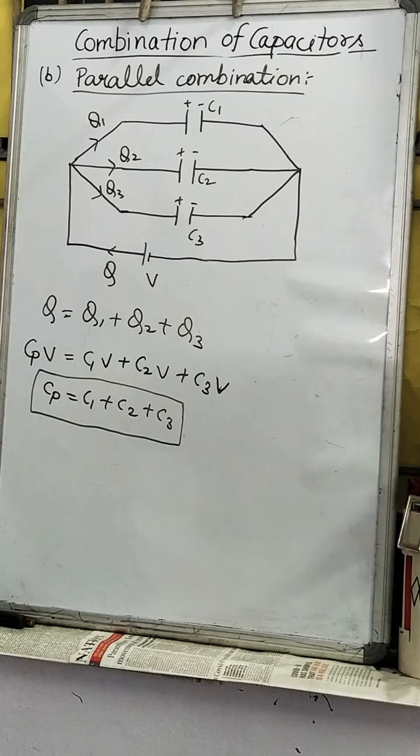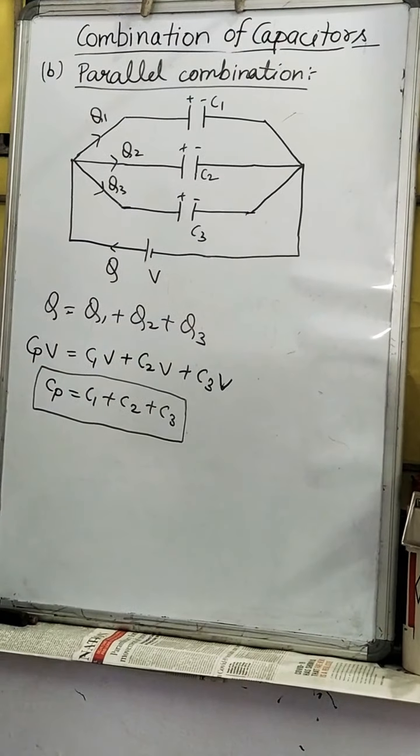The properties of parallel combinations are: potential difference is the same across all capacitors, as V is the same. Equivalent capacitance is greater than the largest individual capacitance, meaning the total should be larger than the largest individual one. Charge stored is proportional to capacitance. Whatever charge is stored will be directly proportional to the capacitance. Those are the properties. Now let's come to the next topic.